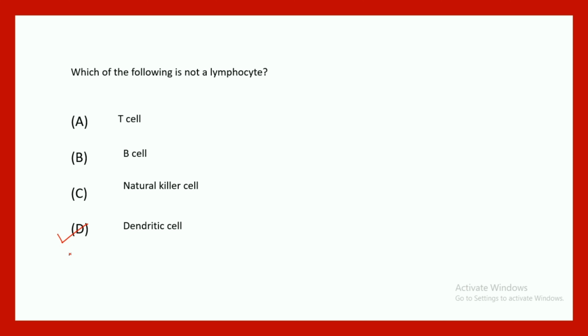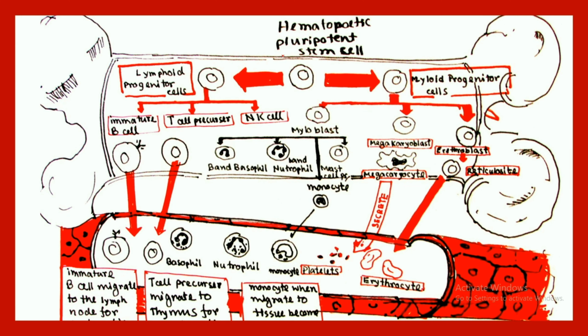So let me tell you why it is the correct answer. The question says, which of the following is not a lymphocyte? So what do we call a lymphocyte? We know inside our bone marrow there is a hematopoietic pluripotent stem cell, and it develops into two different lineages, the lymphoid progenitor and the myeloid progenitor. All the lymphoid progenitor derivatives lead to lymphocytes, whereas the myeloid progenitor gives rise to many WBCs, RBCs, etc.